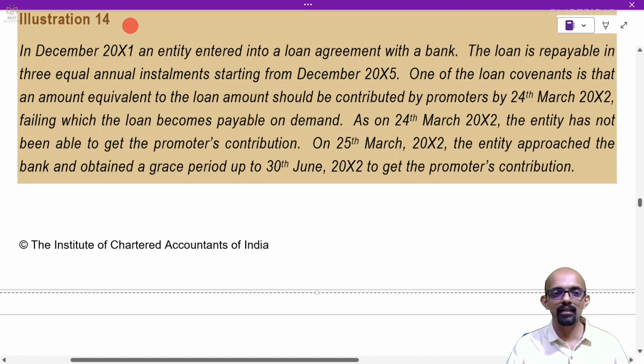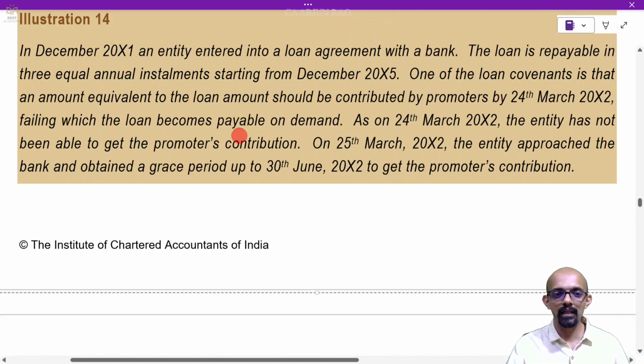Let us quickly revise illustration 14. In December 2011, the entity entered into a loan agreement with the bank. The loan is repayable in 3 installments from December 2015. One of the loan covenants is that an amount equivalent to the loan should be contributed by promoters by 24th March, failing which the loan becomes payable on demand. So in 2011 the loan is given, and within 3 months, that is 24th March, promoters should contribute, otherwise that long term loan will become a current liability.